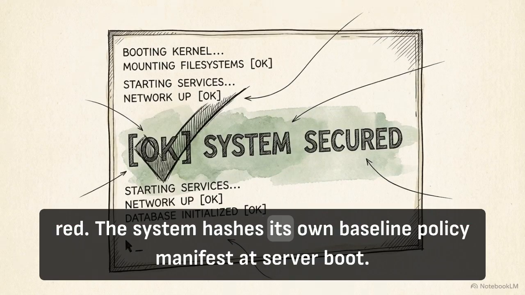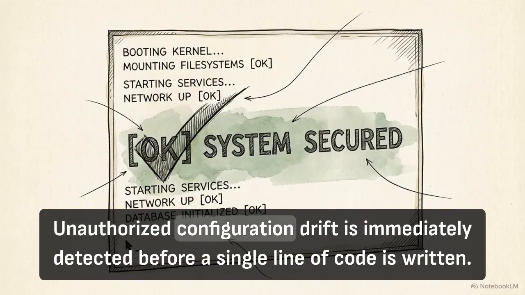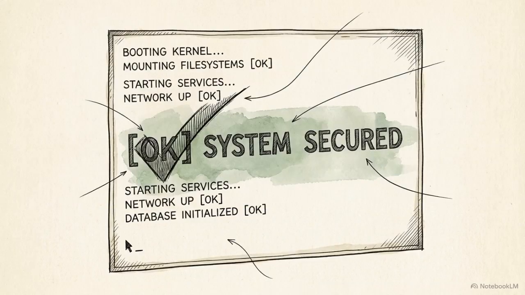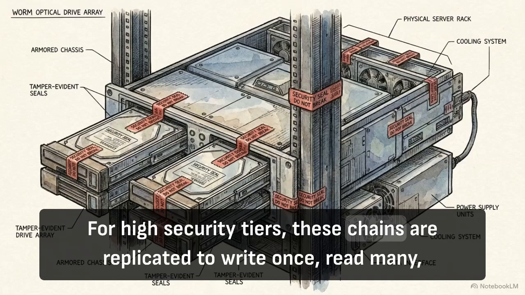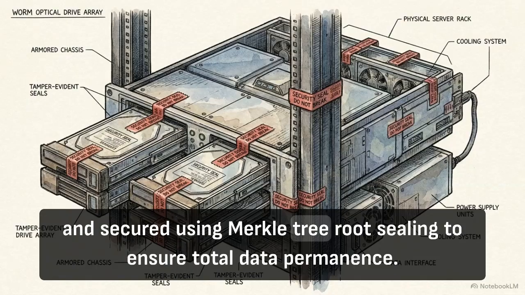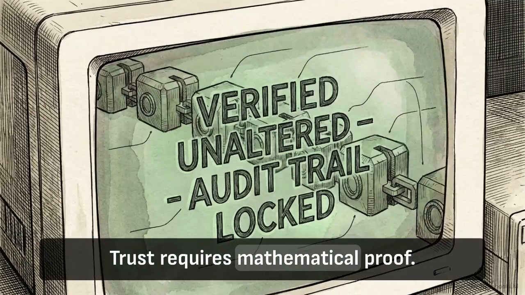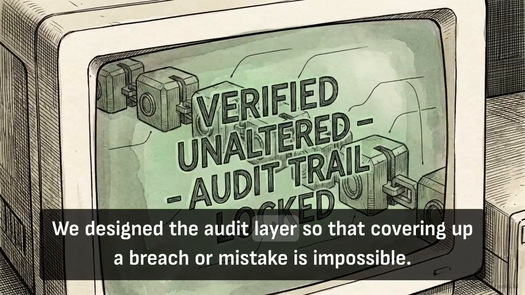The system hashes its own baseline policy manifest at server boot. Unauthorized configuration drift is immediately detected before a single line of code is written. For high-security tiers, these chains are replicated to write once, read many storage, and secured using Merkle tree root sealing to ensure total data permanence. Trust requires mathematical proof. We designed the audit layer so that covering up a breach or a mistake is impossible.